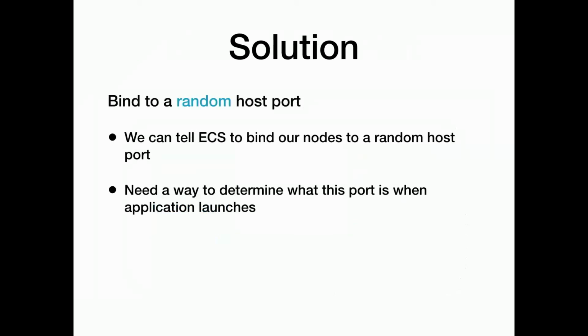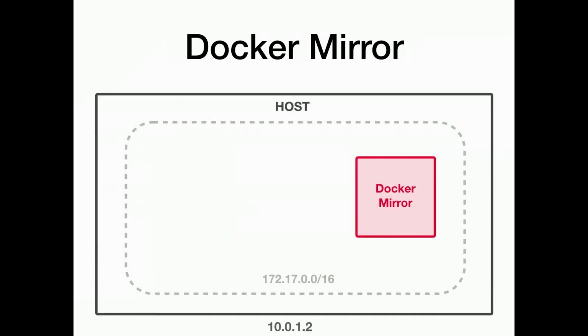So the solution is to bind to a random host port. So ECS allows us to bind our nodes to random host ports. And basically, this is great, but from inside the container, Docker doesn't really provide a good mechanism to determine what the host port is, right? So we actually built out a service called Docker Mirror. I'll talk more about this. But essentially, what it allows you to do is it actually knows about all the host port mappings, right?